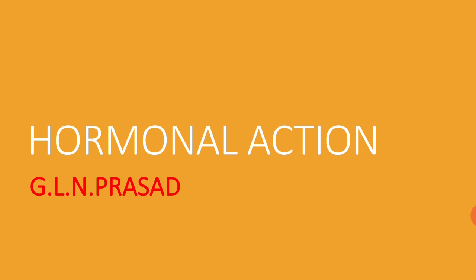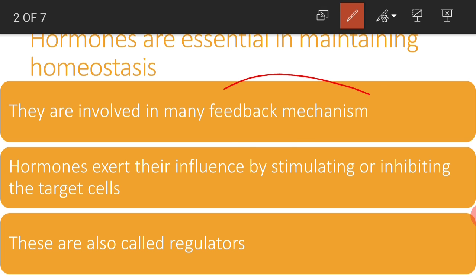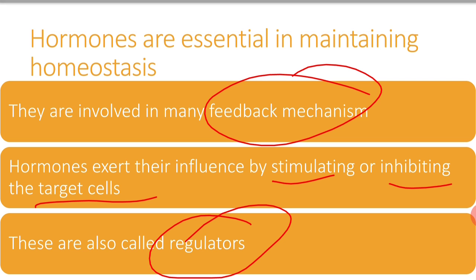The organ on which the hormone acts is known as target organ. Hormones are essential in maintaining homeostasis. They are involved in many feedback mechanisms. Hormones exert their influence by stimulating or inhibiting the target cells. These are also called regulators. That means the target organs are influenced by the hormones.